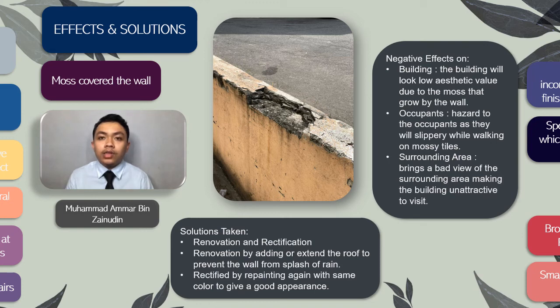Negative effect on surrounding area. It also brings a bad view of the surrounding area, making the building unattractive to visit. The solution, renovation, rectification. The roof of the building needs to be renovated by adding or extending the roof to prevent the wall from the splash of the rain. And the last one, the wall needs to be rectified by repainting again with the same color to give a good appearance.